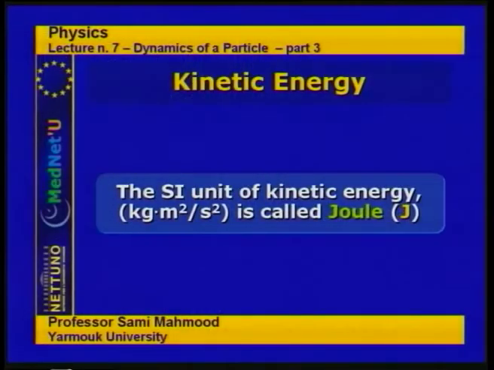The international system of units for the energy is the kilogram meter square per second square, because it's simply mass times velocity square. And that unit is called the joule, named after James Prescott Joule, the English scientist of the 18th century.